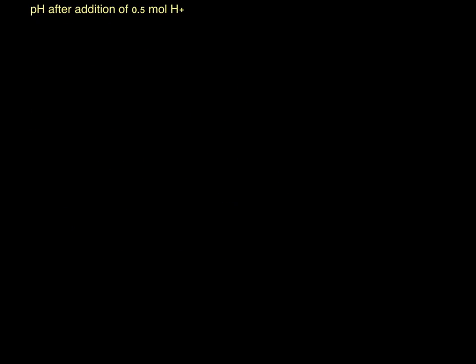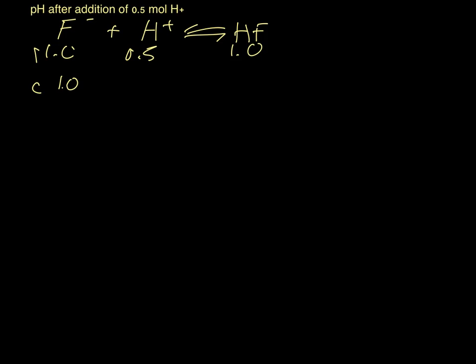So let's see what happens when we add more H plus. To our initial solution now, we're going to add 0.5 moles of H plus. So let's go back to our equation. We still have 1.0 F minus, 1.0 HF. This time, we're going to add 0.5 moles of H plus, which again is going to react with half of the F minus. So we're going to have a change, 1.0 minus 0.5.